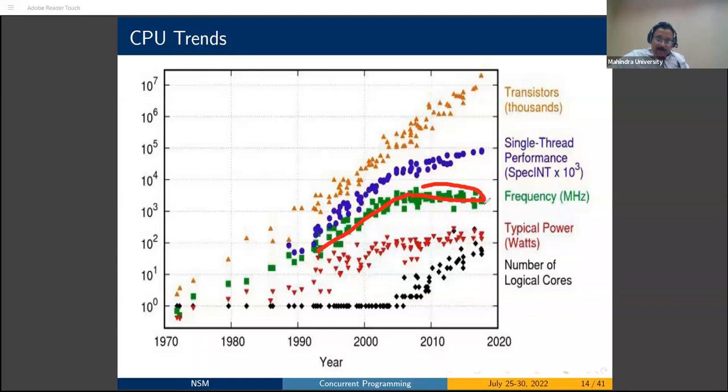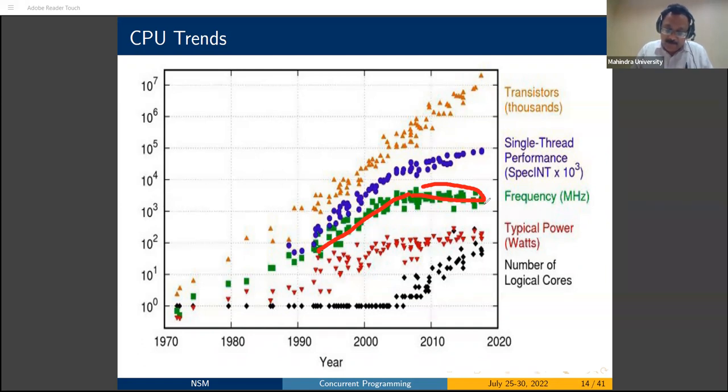The reason for why the scientists didn't increase the frequency is that they faced the heat issue, right? When we increase the frequency to 5 gigahertz, chips are unable to bear the heat produced by the transistors. Chips were burned, right? That is why they didn't increase the frequency. Instead of that, they increased the number of cores on the die.